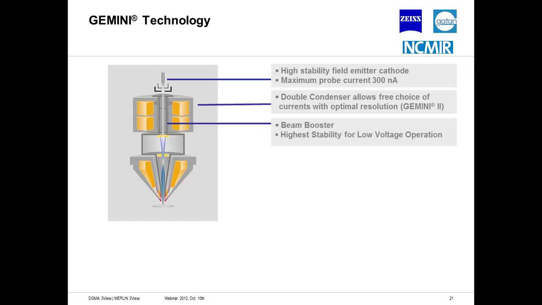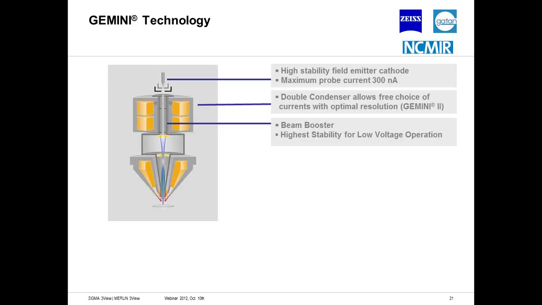And also very special is the beam booster. This is especially for having high stability for low voltage operation. As I will explain very shortly, it is absolutely necessary to do all this imaging at low voltages. For example, 1 kV or 1 to 3 kV low voltages.